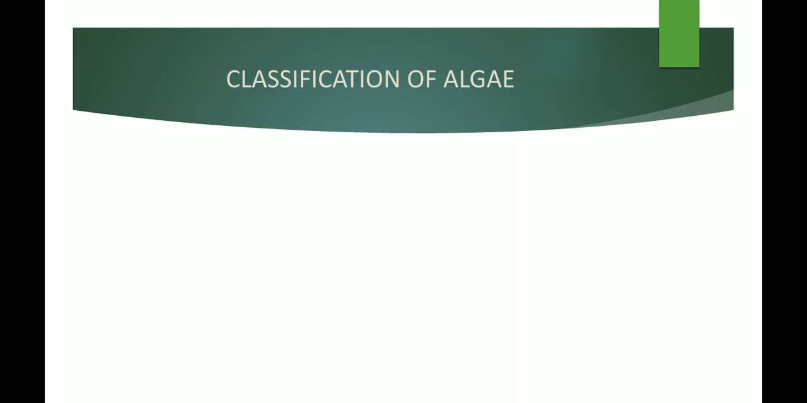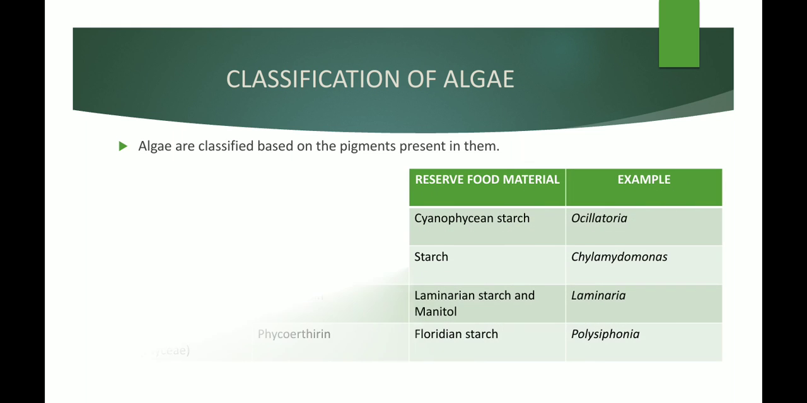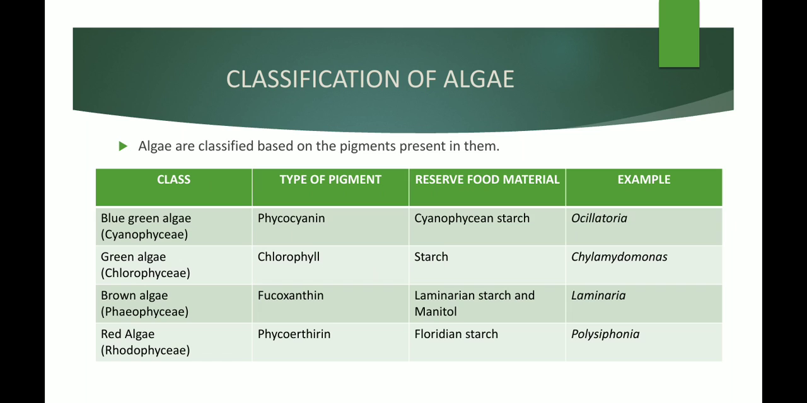The next one is classification of algae. Algae are classified generally into four categories based on the pigments present in them. Pigment is a colored substance which is found in the algae. Based on this pigment, we are classifying the algae into four categories. You can see a table.